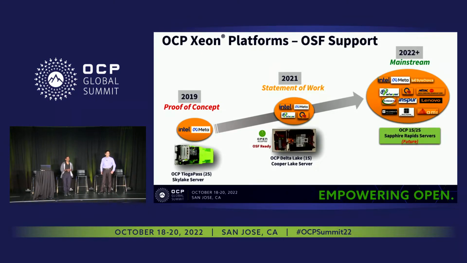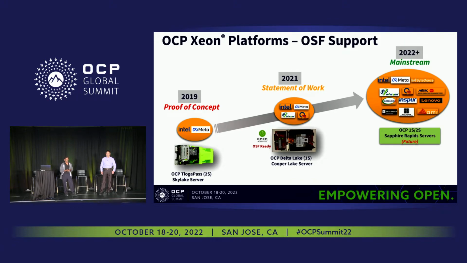So if you look at the journey of OSF support on the platforms, it started off with me and Jonathan back in 2019 saying, let's figure out the best way to take coreboot and try this on the OCP platform, which happened to be a Tioga Pass platform, a 2-socket platform with the Skylake scalable processor configuration. We spent a lot of time figuring out the best way to enable that. That was really a POC.